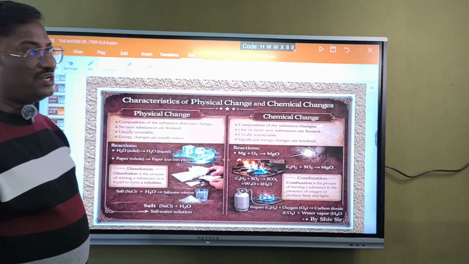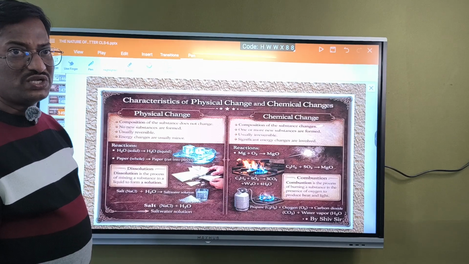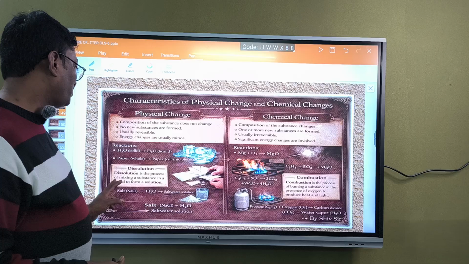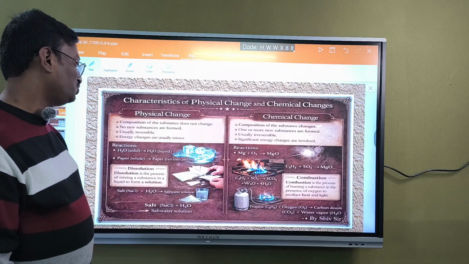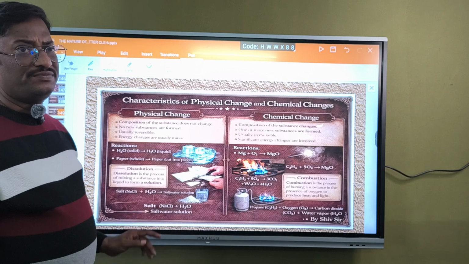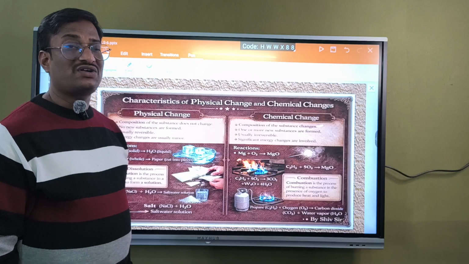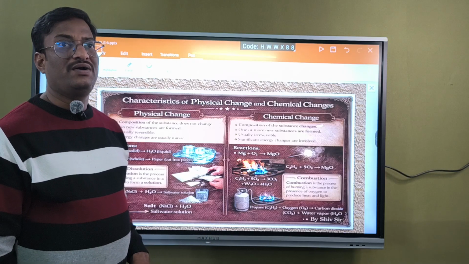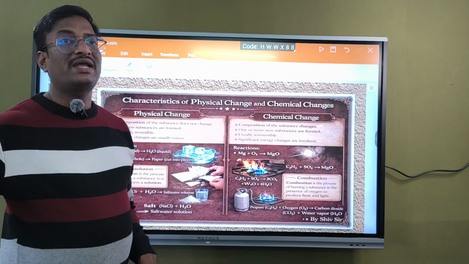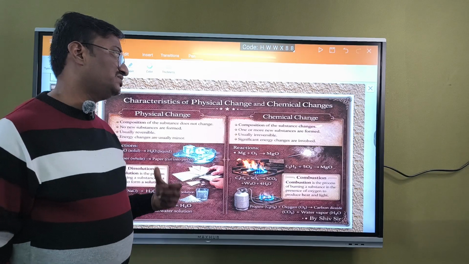Here, in case of physical change, we get the concept of dissolution. What is dissolution? It is a process of mixing a substance in a liquid to form a solution. Suppose salt is mixed in water to form a salt solution. It is called dissolution. If you heat the water, it will evaporate and we can get the salt back. So it is a physical change.